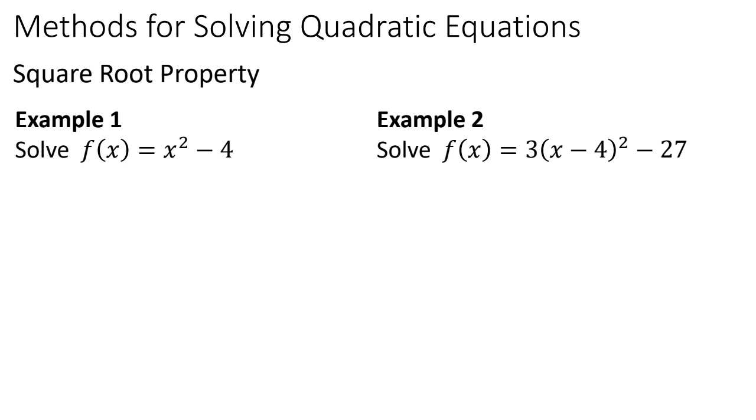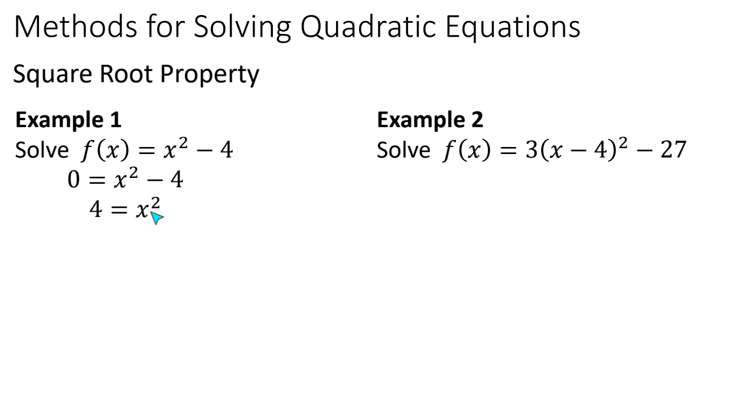Okay, so let's look at some examples. Here we have the methods for solving quadratic equations. I'm going to look at the square root property first. We'll do 2 examples. First step, if it says to solve, that means they want you to find the x-intercepts or the solutions. To do that, we first have to let f of x equal 0. Remember, f of x is your y. So we get 0 is equal to our equation. In order to use the square root property, your x squared term has to be by itself. So we're going to add 4 on both sides, and we get 4 is equal to x squared.